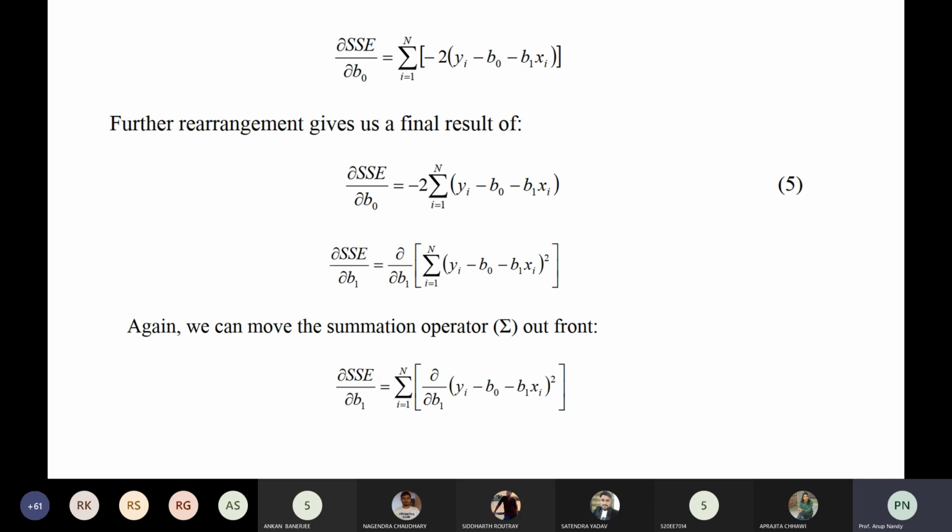Or okay, firstly, before equating to 0, we'll differentiate that expression with respect to B1. Now if you do the differentiation with respect to B1, then del by del B1 of the sum from i equal to 1 to n of yi minus B0 minus B1 xi, squared. Now you can move the summation operator out front. Now you have del by del B1 of yi minus B0 minus B1 xi, squared. Now what are you going to get?